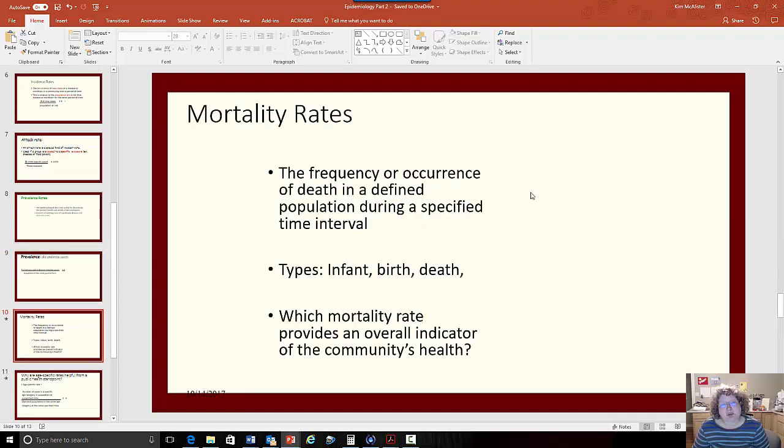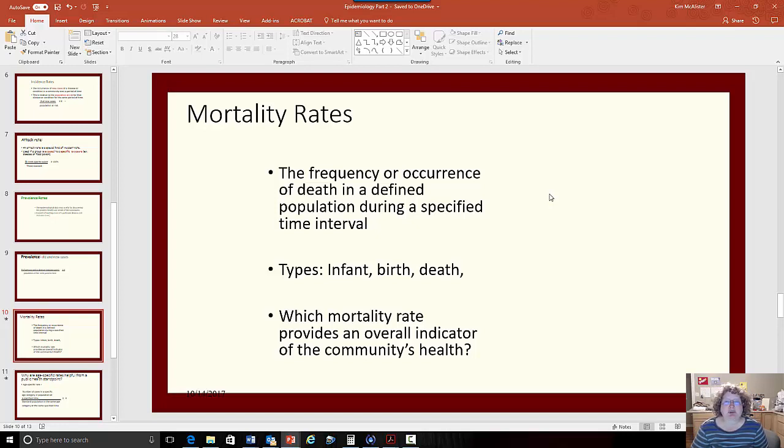Mortality rates are important to understand because they tell us the frequency or the occurrence of death in a defined population over a defined period of time. There are different types of mortality rates, such as infant mortality, birth mortality, death, and then, of course, death by cardiovascular disease or death by cerebrovascular disease, death by cancer.